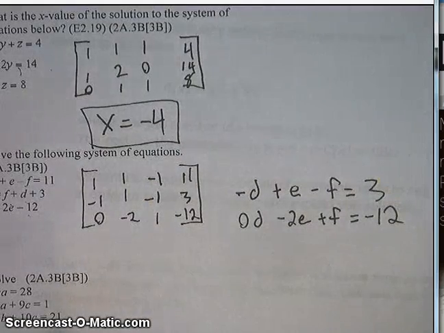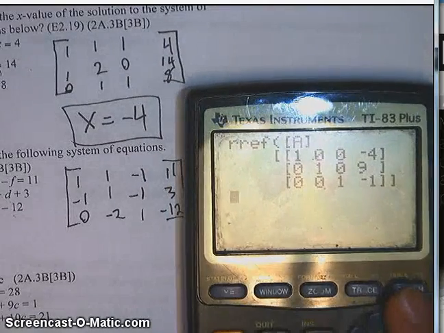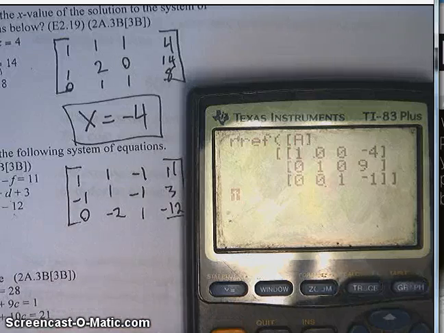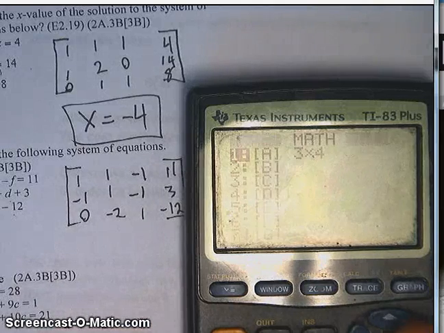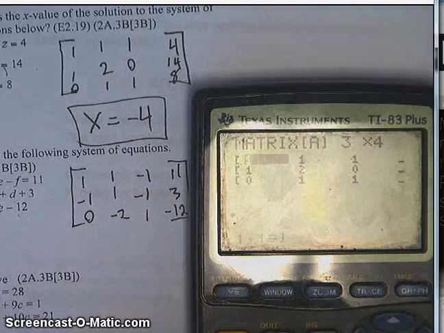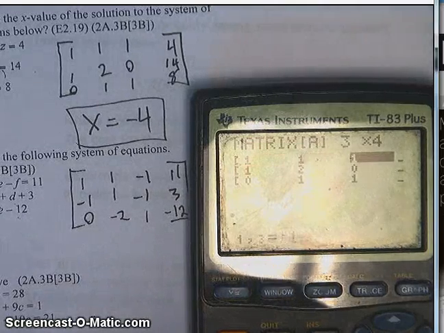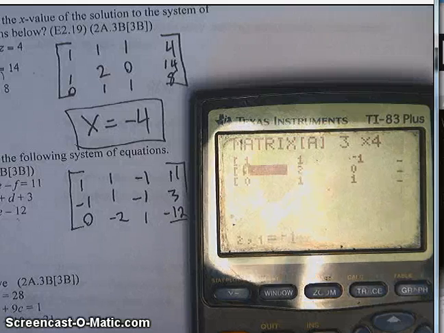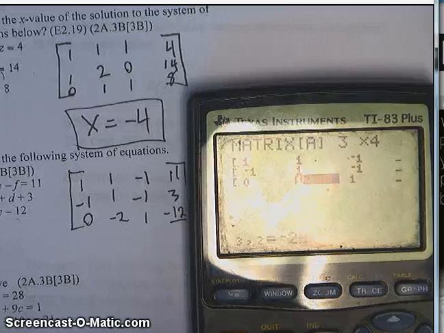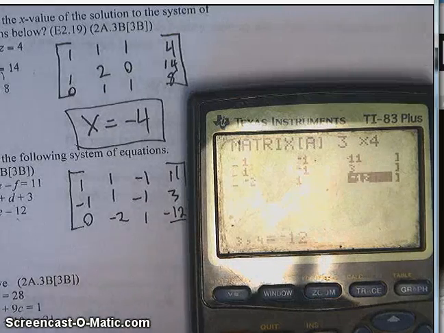So that's the hard part. The easy part's typing it into the calculator, which I'll do right now. So if we go second matrix over to edit, I'm going to type in the matrix I just wrote. 1, 1, negative 1, 11, negative 1, 1, negative 1, 3, 0, negative 2, 1, negative 12.